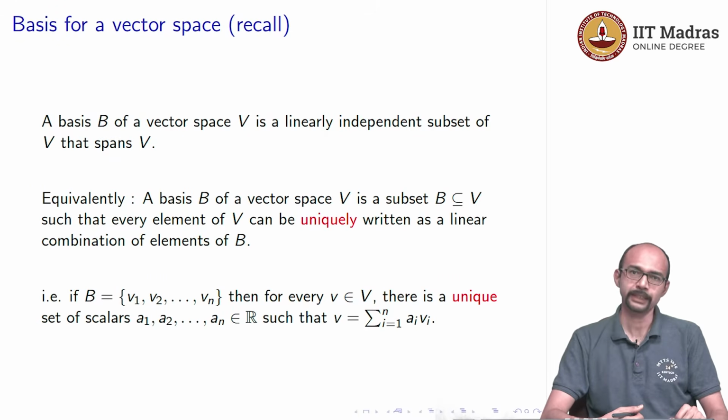is summation Ai Vi. So, spanning says that there is a set of scalars so that V is summation Ai Vi, and linear independence says that that set of scalars must be unique. No other scalars will give you this vector V, only A1, A2, An, this is the only possible choice which gives you V. Okay. That is, if set B satisfies this property, then it is called a basis, and if it is a basis, it satisfies this property.